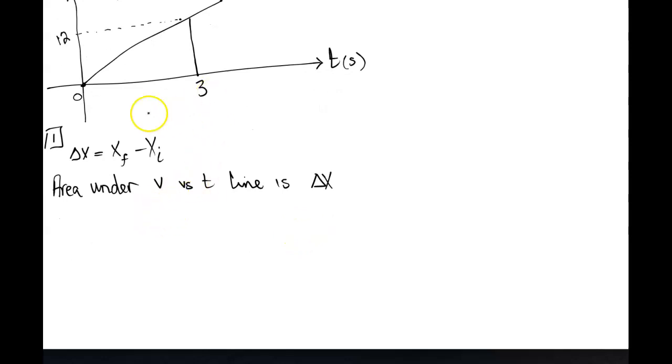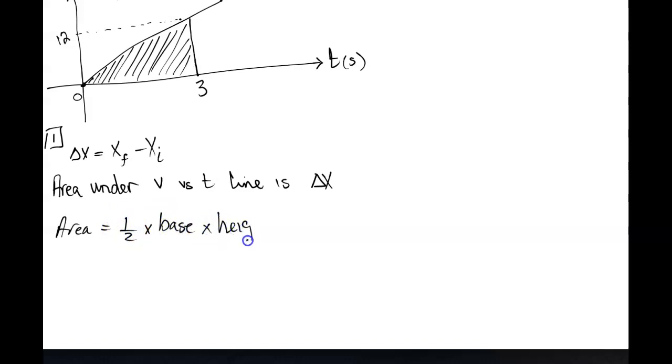So in this case, if you notice, the area underneath the curve from t equals 0 to 3 is this shaded region, and that shaded region is a triangle, so we know that the area is 1/2 times the base of that triangle times the height of that triangle. And again, this is between 0 and 3 seconds.